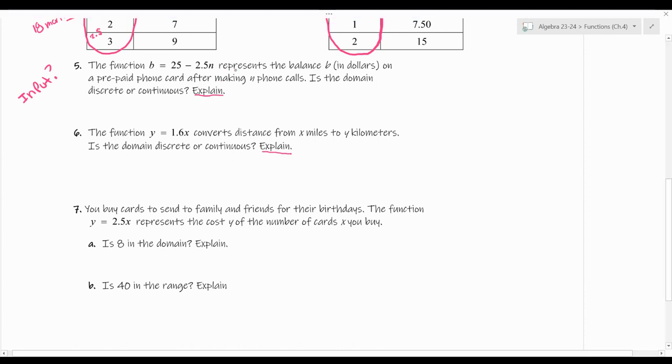So we're talking about money after making calls. So what's affecting my money is how many calls I am making. That affects how much I'm spending in dollars. So my input, what is happening, are the phone calls. So input over here, I want you to say phone calls.